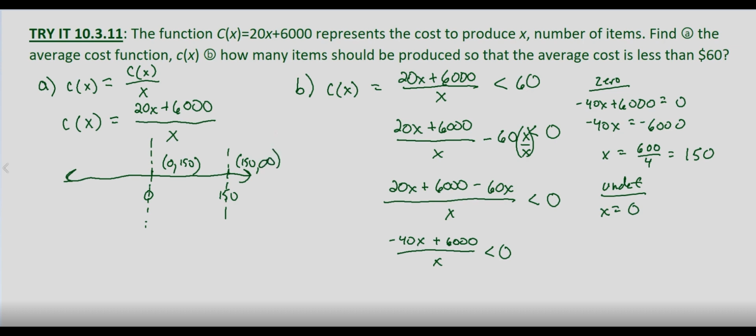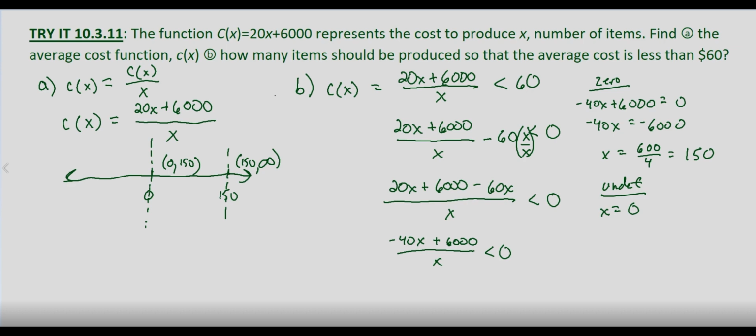So now we'll test a point in our interval. With 0 and 150, we can just use 1. Negative 40 times 1 is negative 40. That gives us 5,960 divided by 1, which is just 5,960. So that's obviously not going to be less than 0. So we can try this point over here.